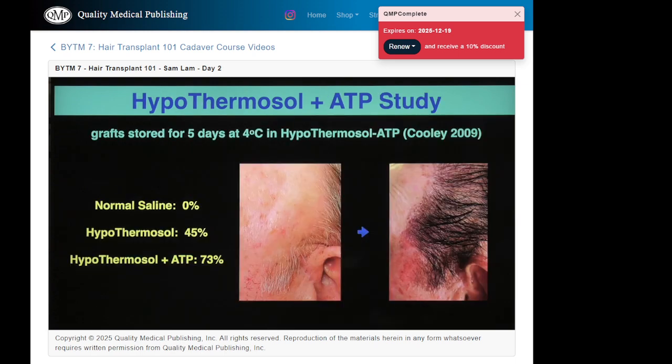So the hypothermosol ATP study by Jerry Cooley looked at grafts stored for 5 days at 4 degrees centigrade in hypothermosol ATP. So that's a long time out of body, right? So who is going to leave something in that long? What was very interesting is this is a temple of the hair that had irradiation and surgical excision for basal cell carcinoma, and he transplanted the grafts into that side using ATP hypothermosol, and he transplanted the good side using normal saline. So the side that has no radiation and surgery, and this is the survival that he was noticing in the difference. There was a much higher survival with ATP hypothermosol, even in a more compromised zone.